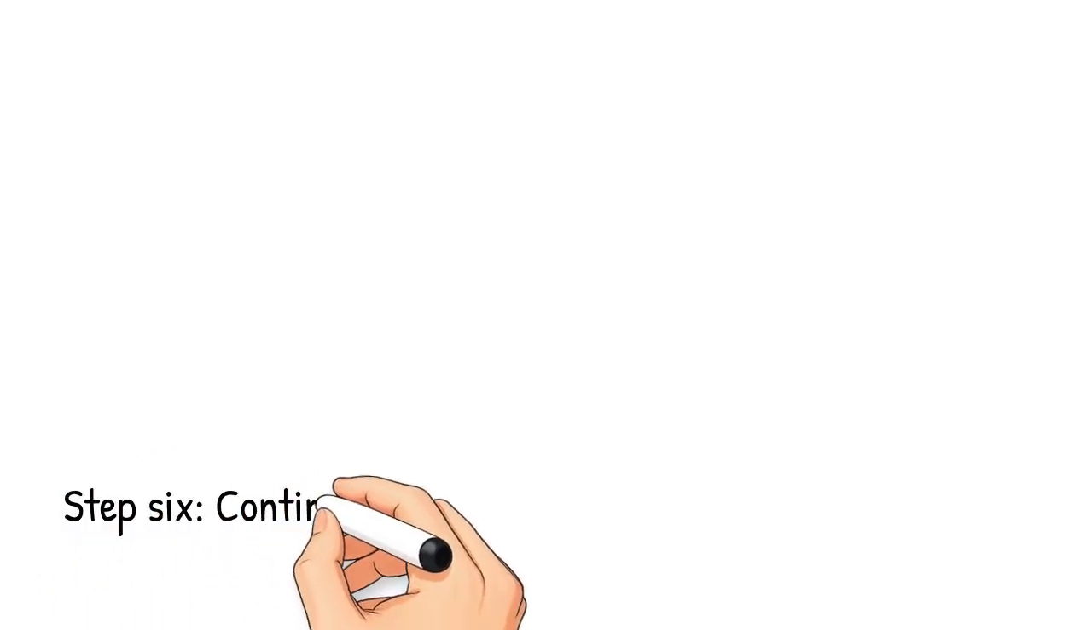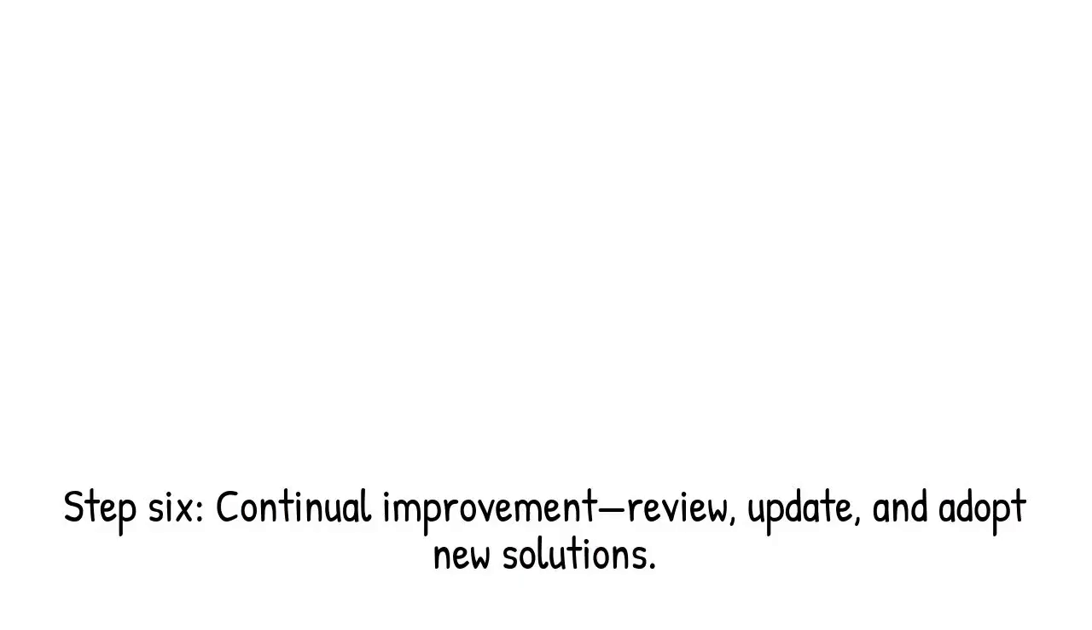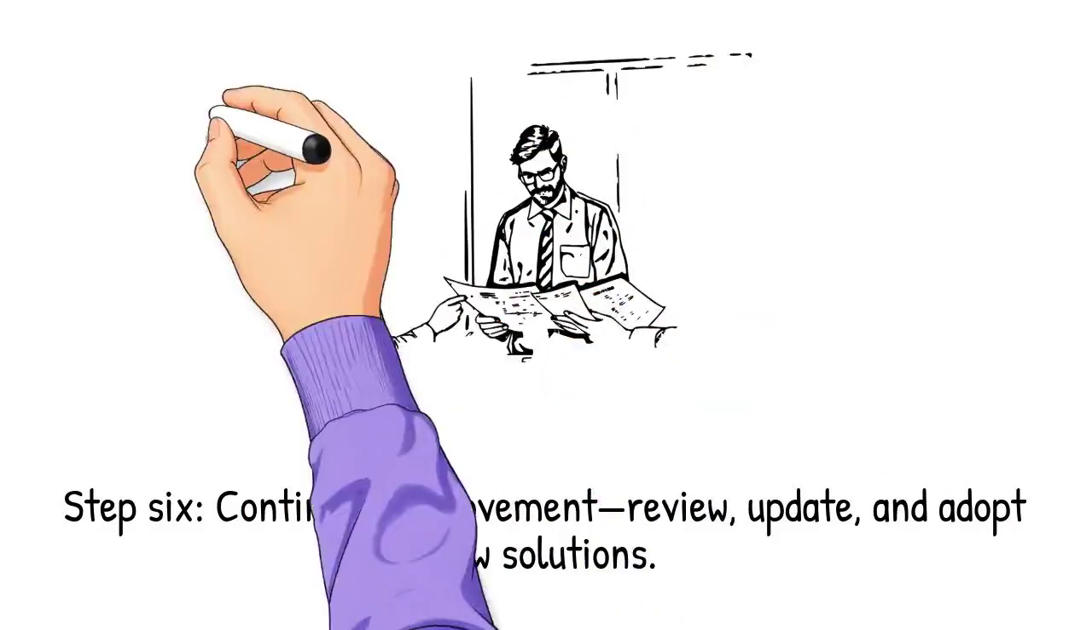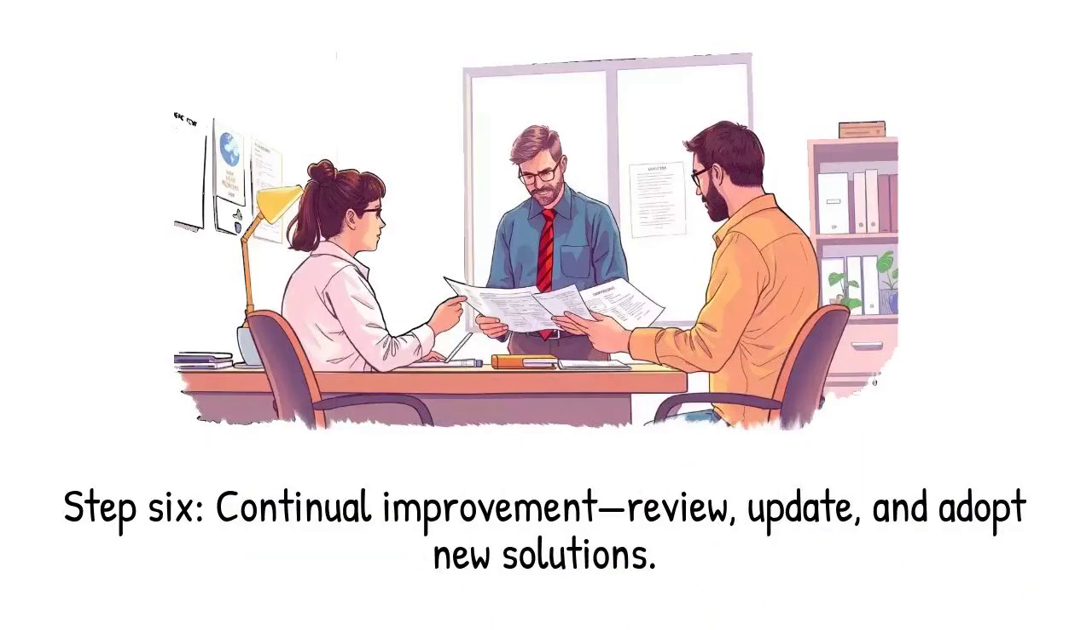The sixth step is continual improvement. Environmental management is not a one-time activity. You must review aspects annually, update scores, improve controls, and adopt new technologies. This ensures your environmental performance keeps improving year after year.